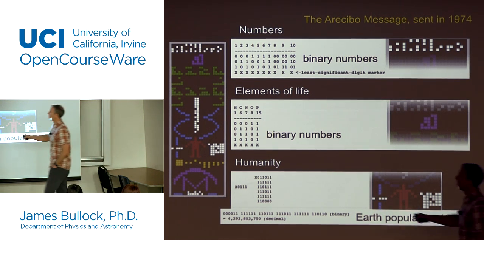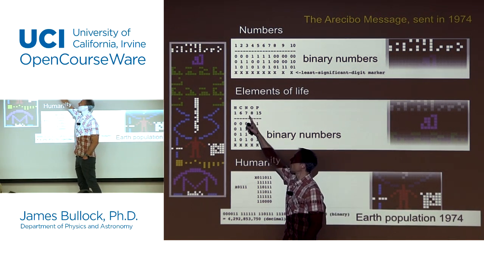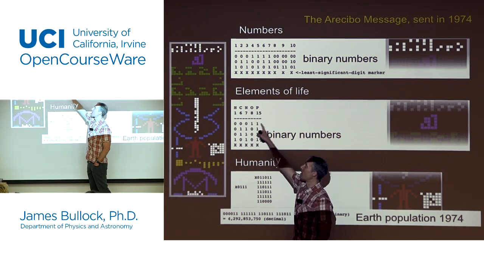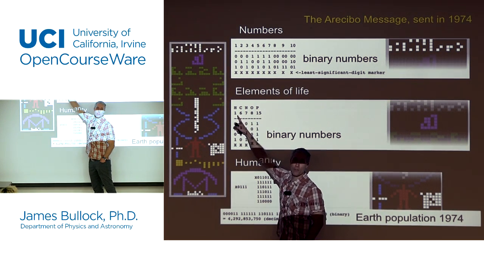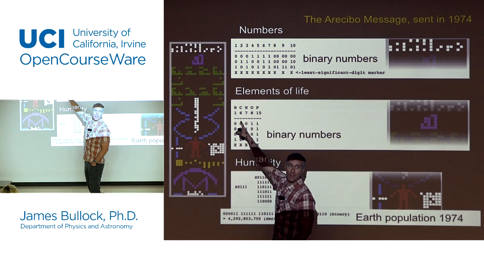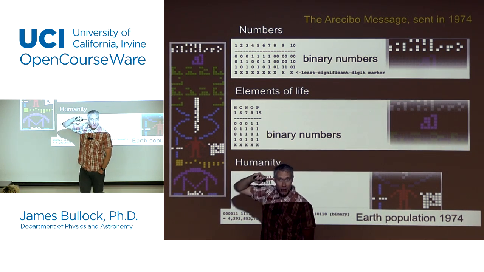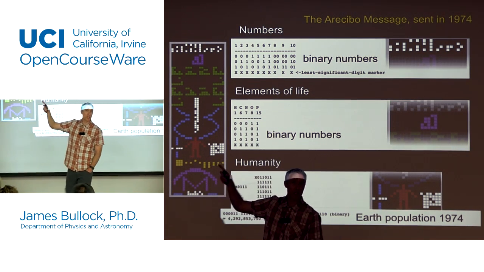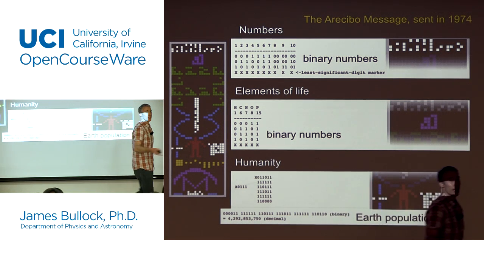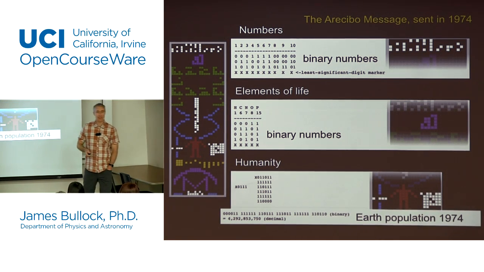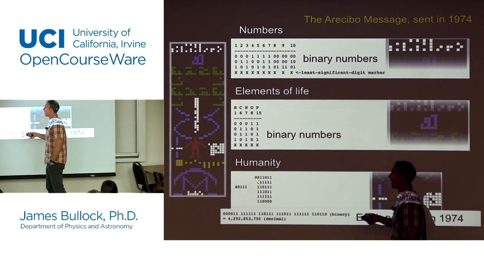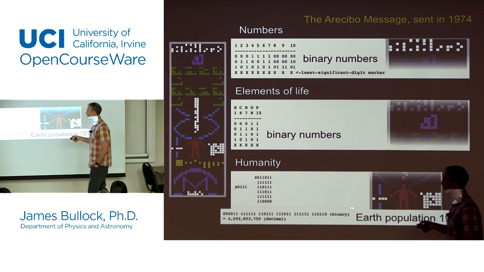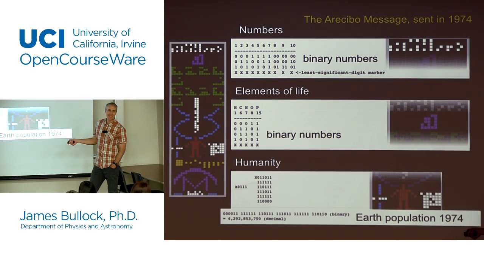Does anyone know what these numbers correspond to? Why does this mean carbon and this mean hydrogen? Sorry, say it again. Yeah, right. It's the number of protons. It's the thing that tells you what the element is, the number of protons. Right, exactly. Good. And then even the population of the Earth at the time it was sent.